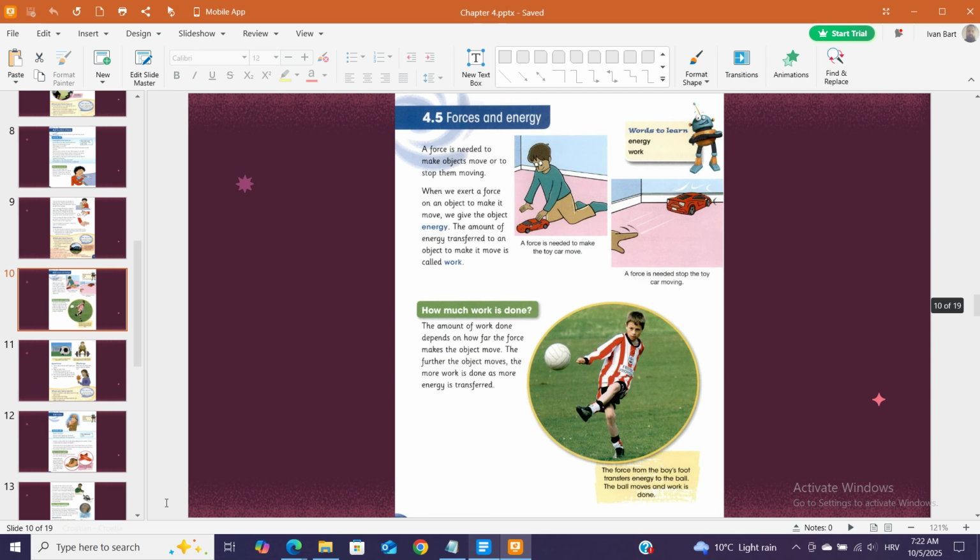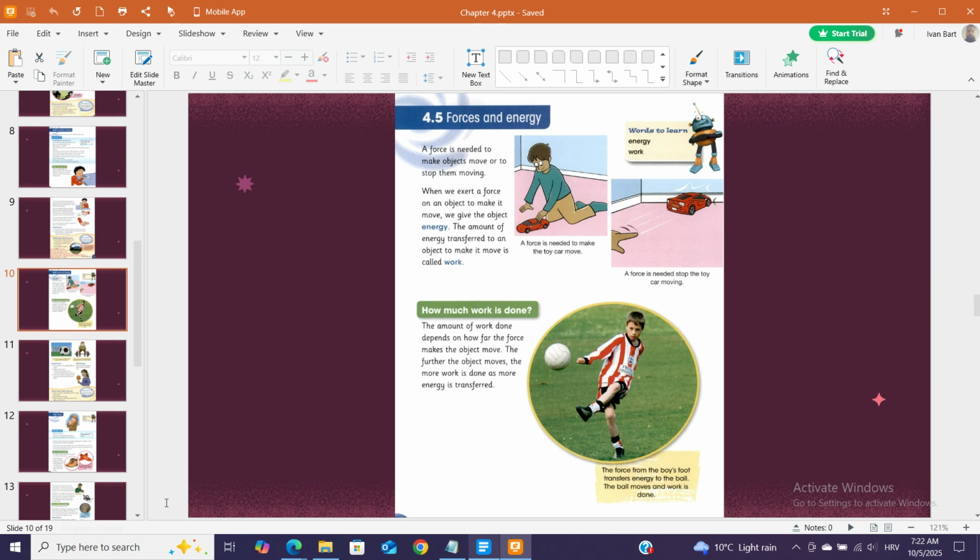4.5 Forces and energy. A force is needed to make objects move or to stop them moving. When we exert a force on an object to make it move, we give the object energy. The amount of energy transferred to an object to make it move is called work.